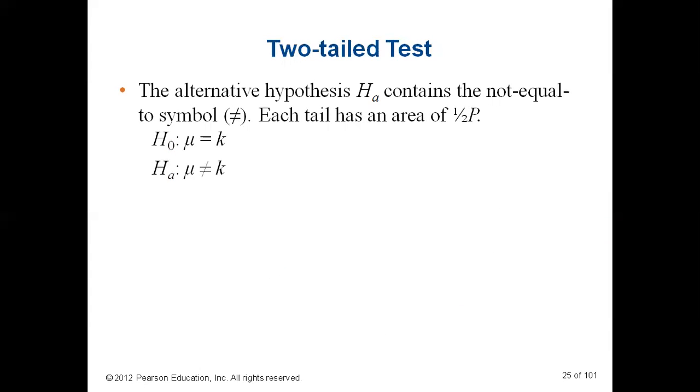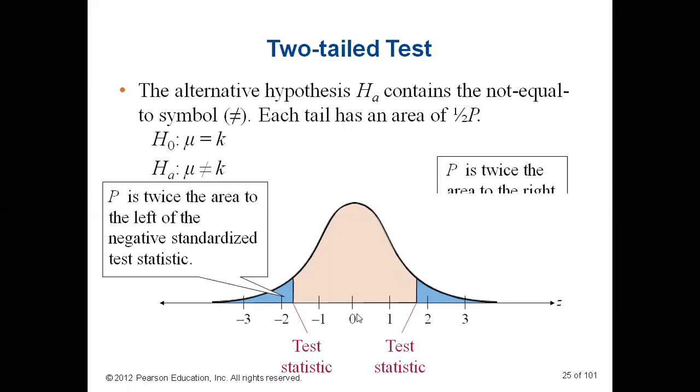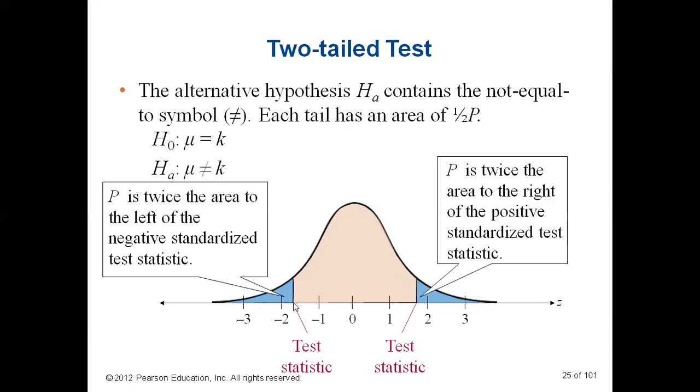Next, two-tailed test. The alternative hypothesis contains not equal to. So obviously, if the alternative is not equal to, the null hypothesis will be equal to. In this case, the test statistic can be either left or right. The probability of this test statistic will be represented by this area.